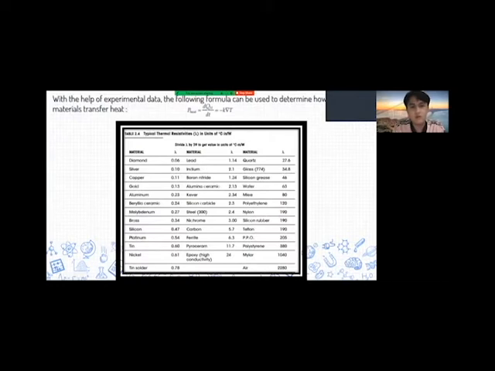This is the table showing the typical thermal resistivity of some materials, and this is the formula of P heat.